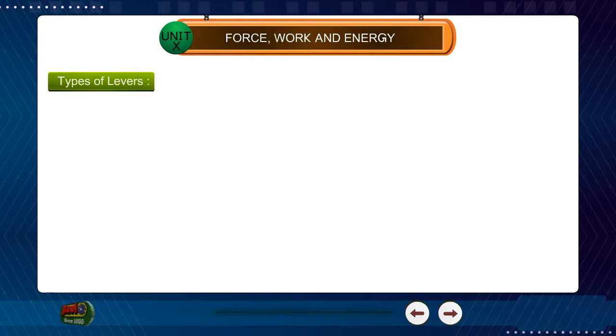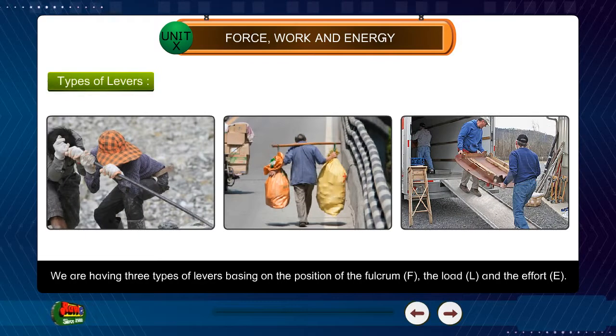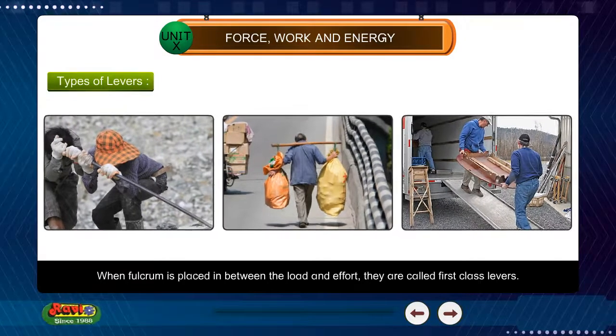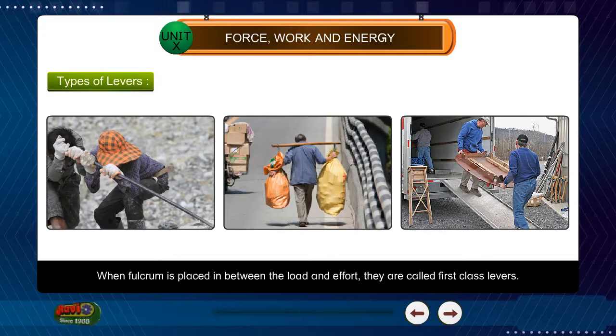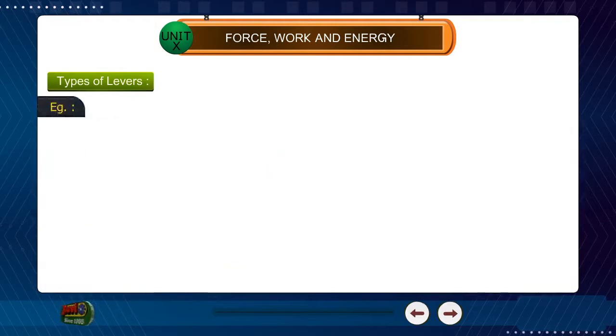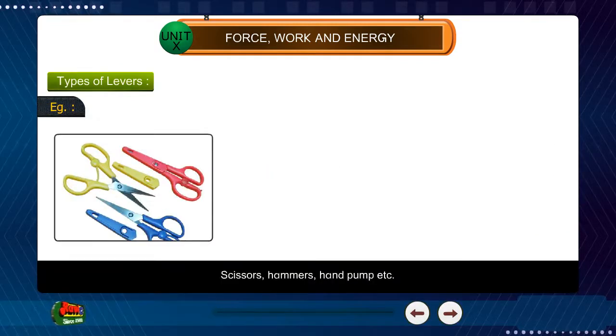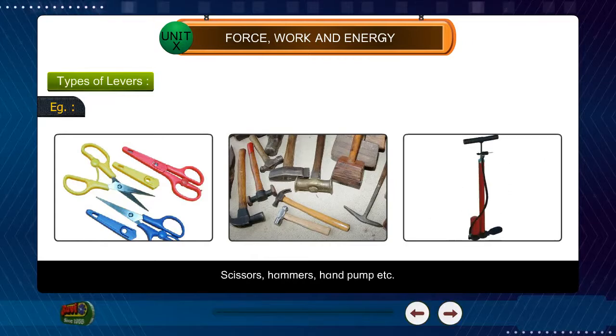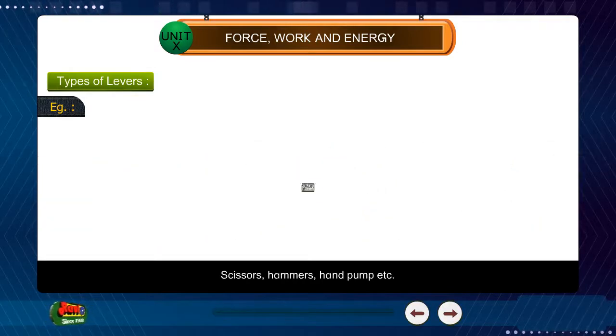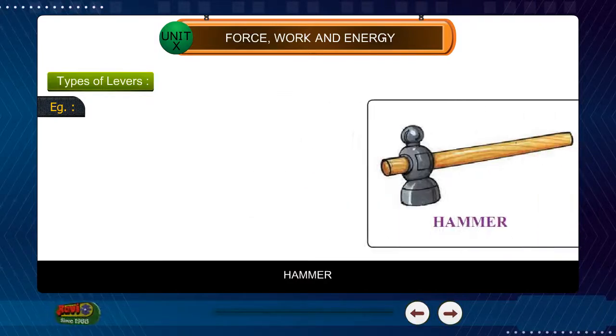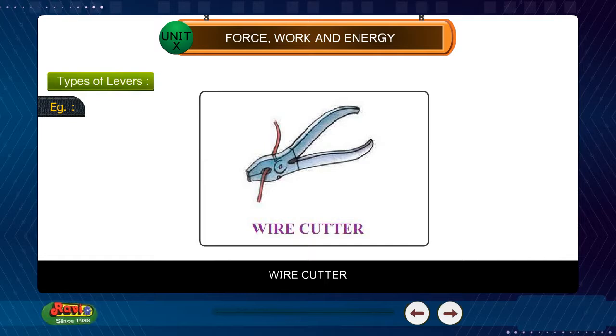Types of levers. We have 3 types of levers based on the position of the fulcrum F, the load L and the effort E. When the fulcrum is placed in between the load and effort, they are called first-class levers. Example: scissors, hammers, hand pump, etc. Plant cutter, hammer, wire cutter.